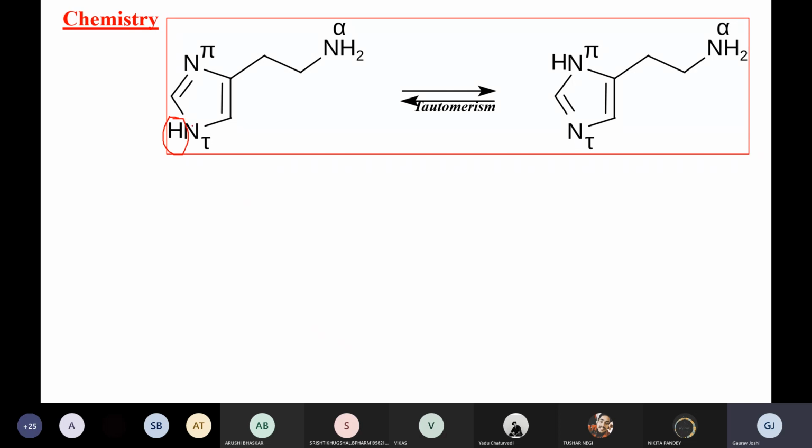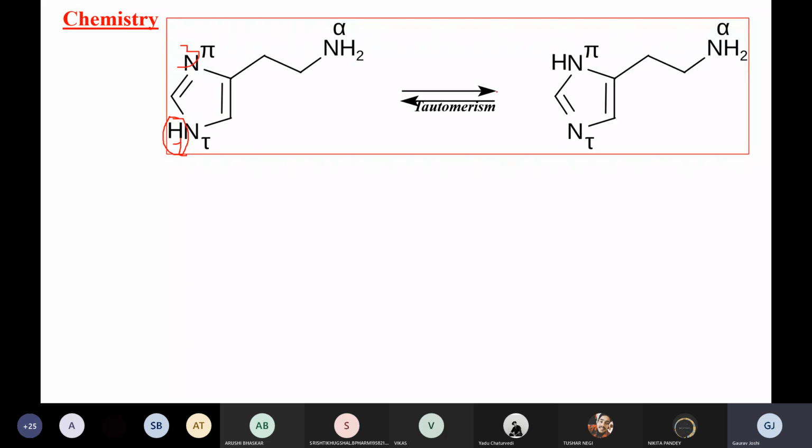It can be part of this nitrogen or it can be part of this nitrogen. If I call this position 1 and this position 3, the hydrogen can transit between position 1 and position 3. For example, in the second case, we have a hydrogen at position 3. So this is the tautomerism, right? If tautomerism is existing, in the imidazole both nitrogens can have a proton, one at a time.